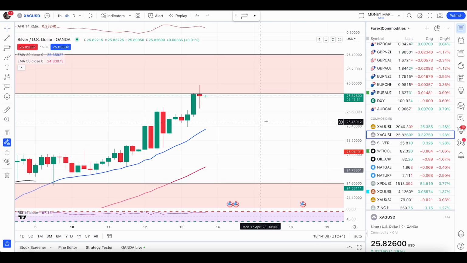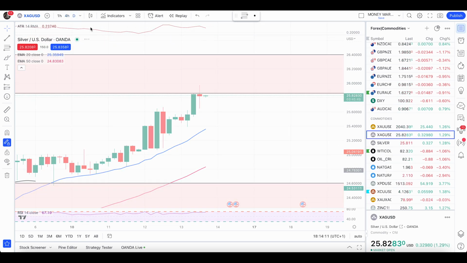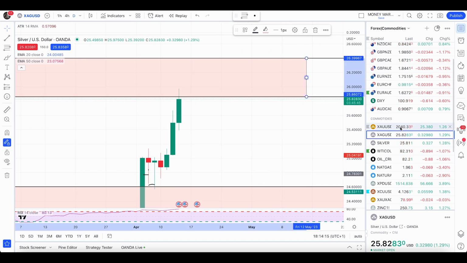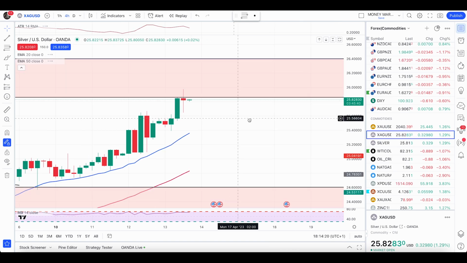Here on silver, price has already hit the level of major resistance, and let me give you the zones here. 25.86 goes up to 26.39. This is the zone from where I'm looking for my entry condition.